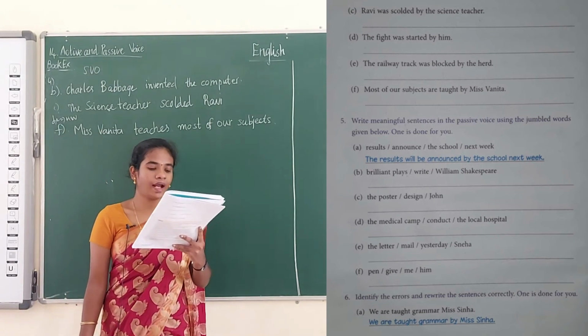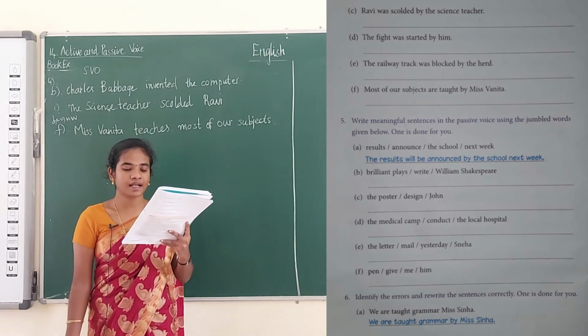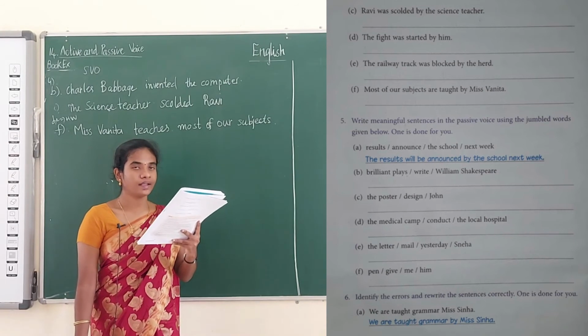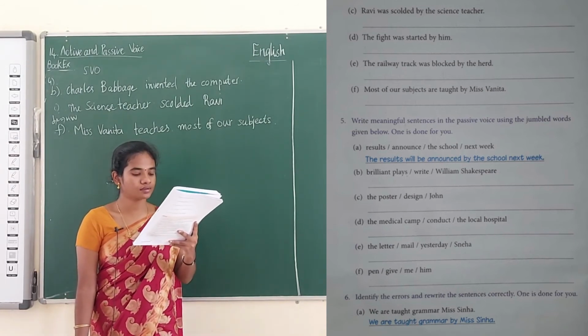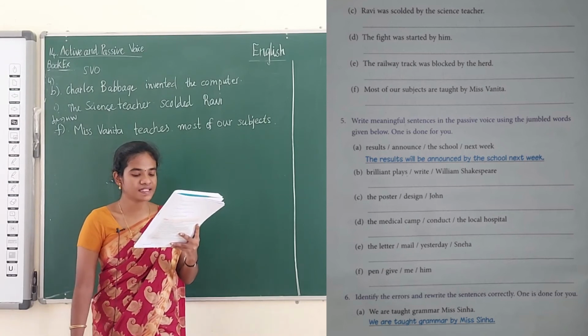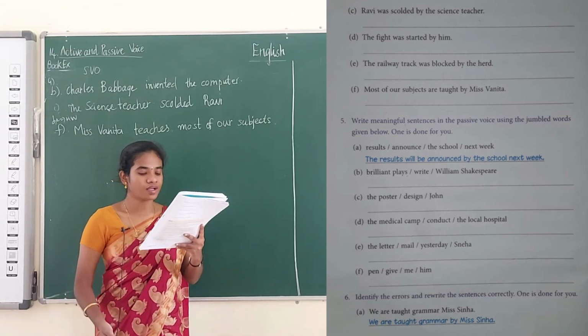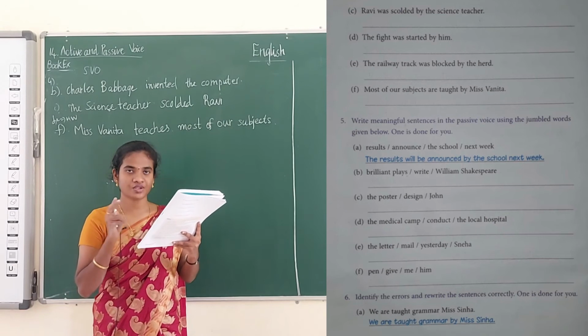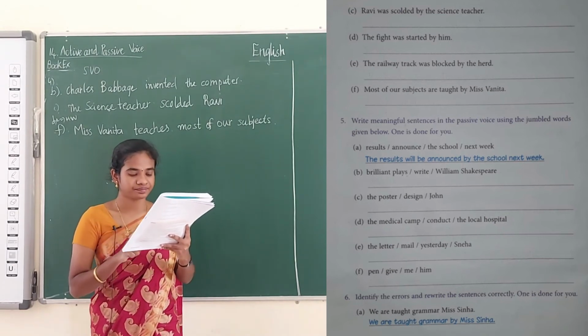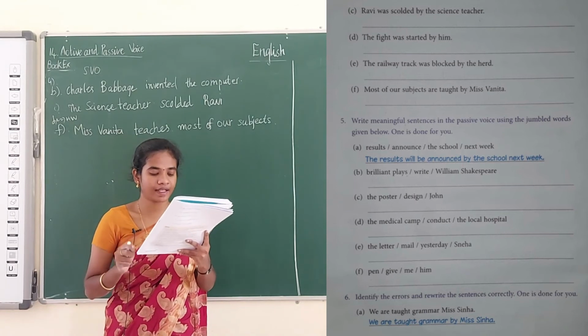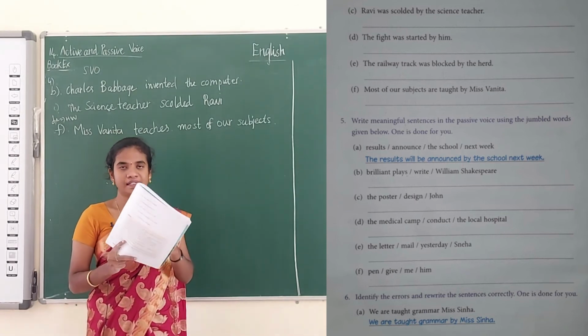See the sixth one: identify the error and rewrite the sentence correctly. One is done for you. Here there is an error, you have to correct that error. We are taught grammar Miss Sinka. What word is missing here? It is a passive voice, so the word "by" is missing. So we write: We are taught grammar by Miss Sinka.